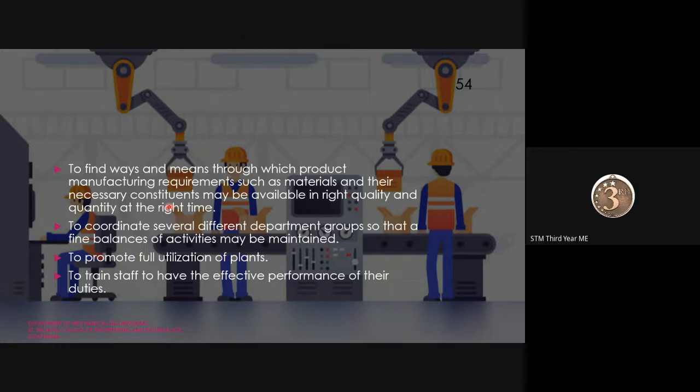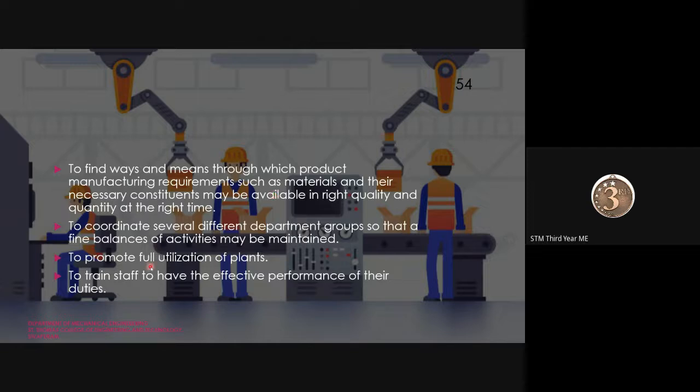So to ensure that, the third objective says the product or the necessary constituents should be available in the right quality and quantity at the right time. That is the third objective.